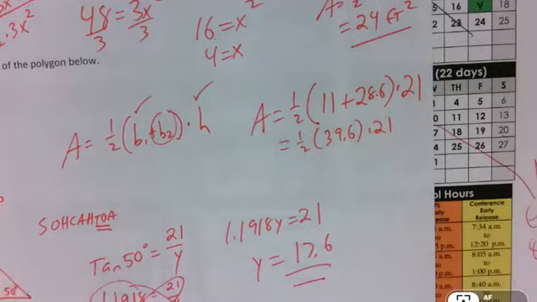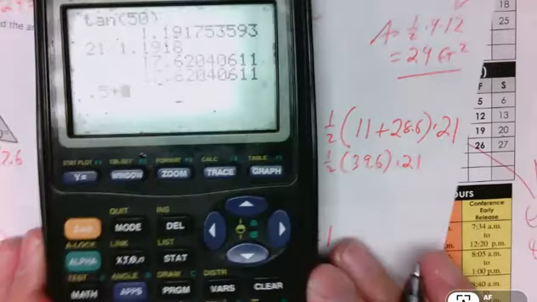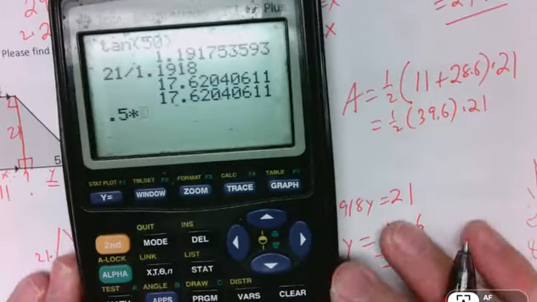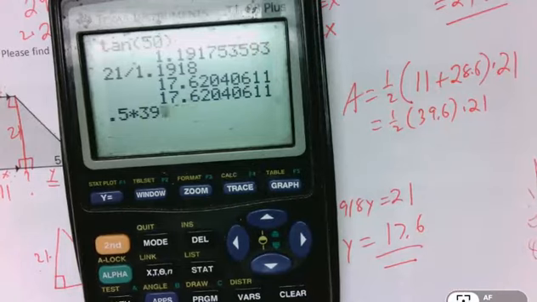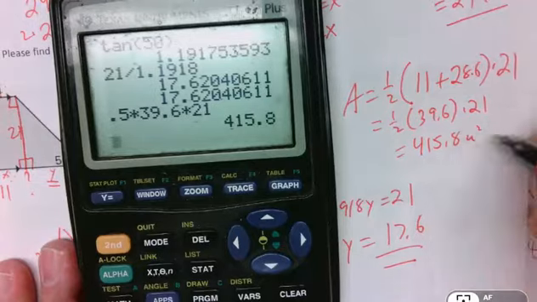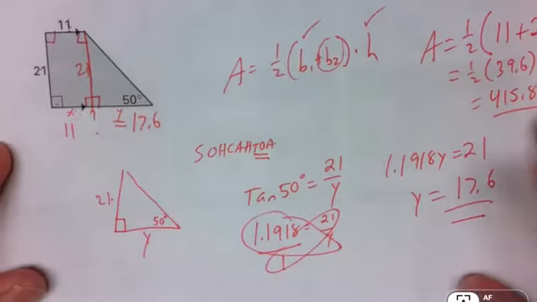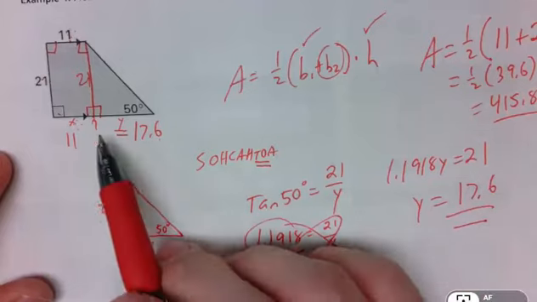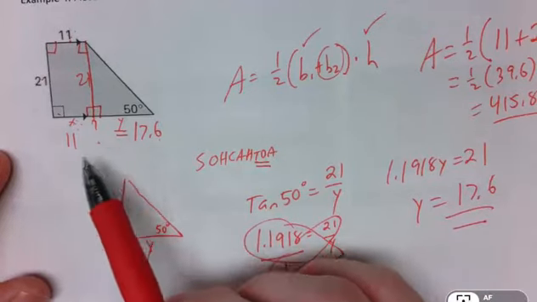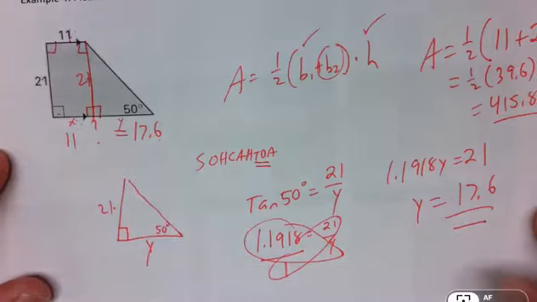A little help from the calculator on this one. So 0.5 is a half. 0.5 times 39.6 times 21. And it looks like we get about 415.8 square units. So the reason these are good examples is they don't always just give you all the pieces you need immediately. Those are nice. Those should be easy. But anytime you're missing a piece, you have to do a little bit of detective work to figure out what those missing pieces actually are.